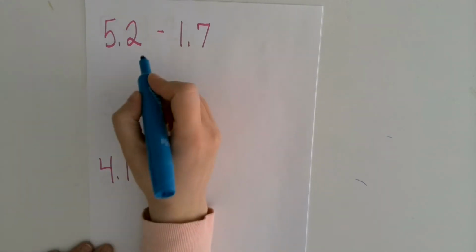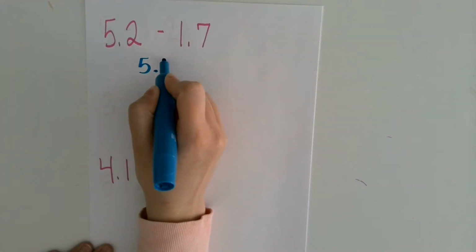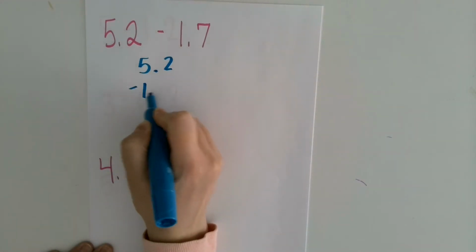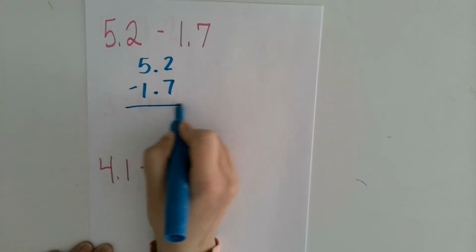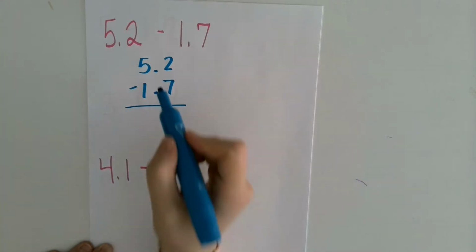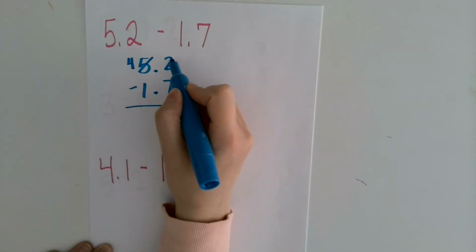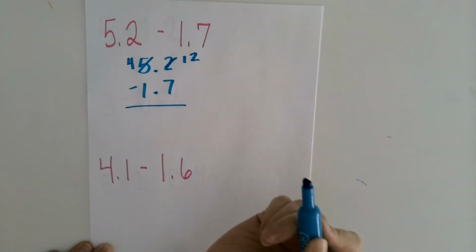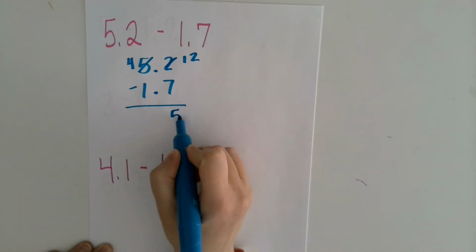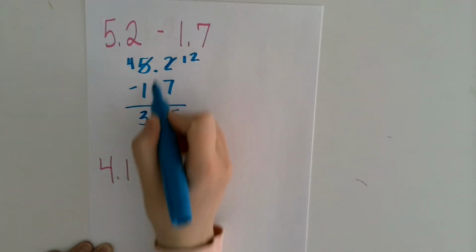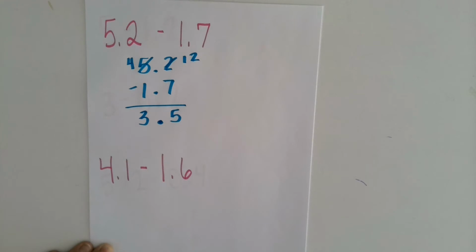Okay, so let's try this first one. So I'm going to line up my numbers. I'm going to make sure that I have my decimal points lined up, and then I can subtract. So 2 minus 7, I can't do that. I'm going to do some regrouping. The 5 becomes a 4, and the 2 becomes a 12. 12 minus 7 is 5, and 4 minus 1 is 3. And I'm going to bring that decimal point straight down, so my answer is 3.5.